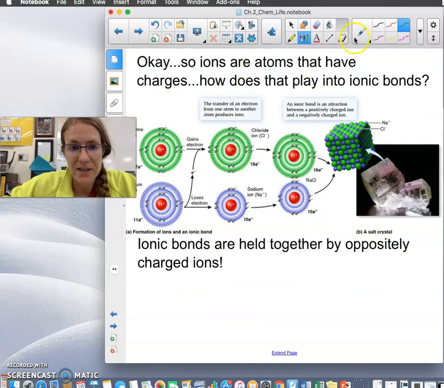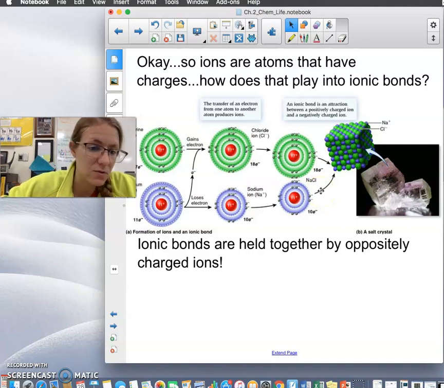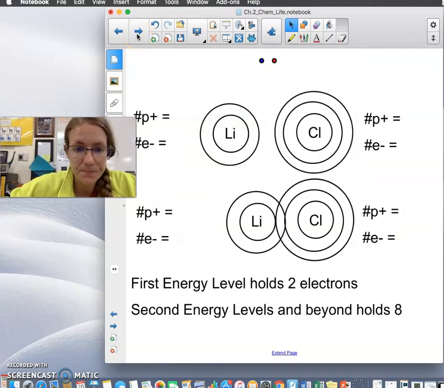So ions are atoms that have charges. How does that play into ionic bonds? Well, ionic bonds are held together by these oppositely charged ions. So here again, another diagram showing sodium's 1 valence electron being transferred over to chlorine, so chlorine gains it, and now we have a positive charge for sodium and negative charge for chlorine. They are attracted to each other, and this is actually how ionic compounds are solids and have crystalline structure, and they arrange themselves as a cool little lattice structure. It's all because of these attractive forces.